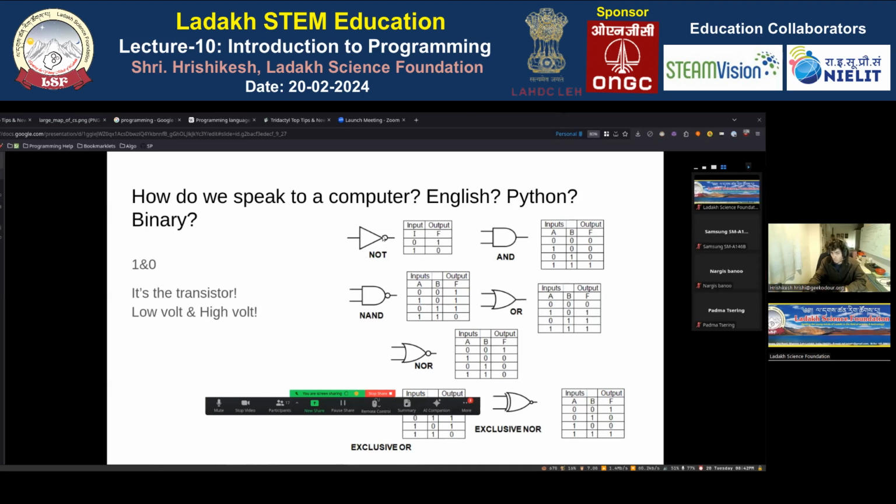Think of this triangle as a computer. This is one computer. Like I said, a computer is anything that does some kind of computation. So this NOT gate that we are seeing is a computer. What this computer does is, if you pass zero, it will output one. If you pass one, it will output zero. That is all the computation that it does.